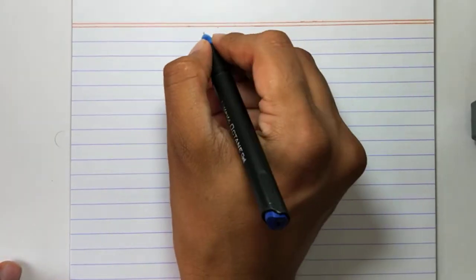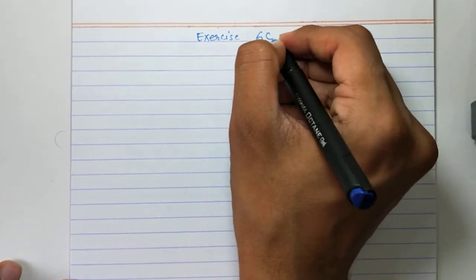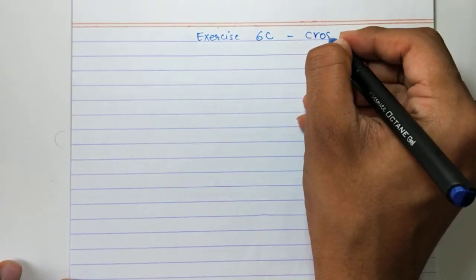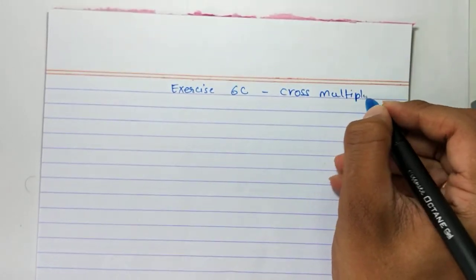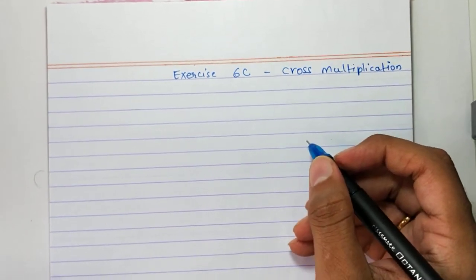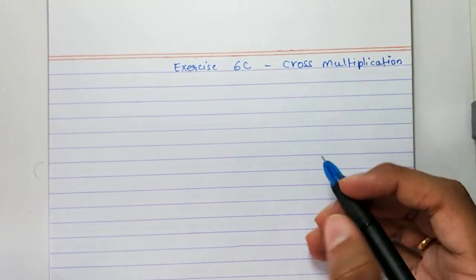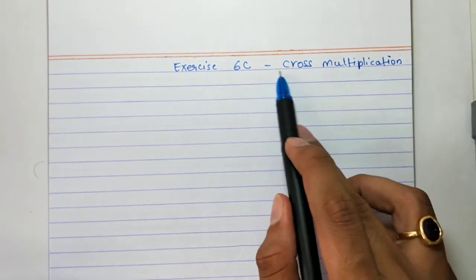Now, the exercise 6C is about the cross multiplication method. In the beginning of the chapter, I told you that 6A is about the substitution method, 6B is about equating coefficients, and 6C is about cross multiplication.